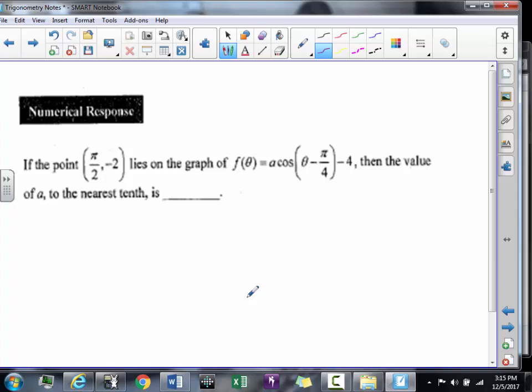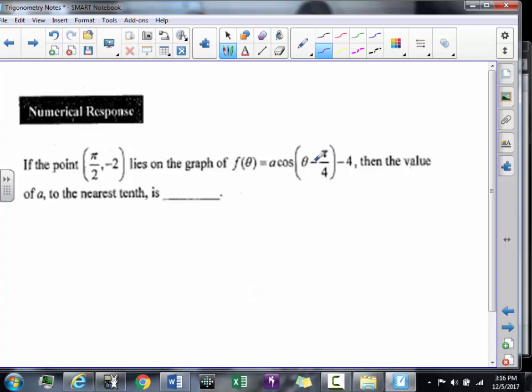I'm going to give you an equation, you're going to be lacking a leading coefficient, and to find that leading coefficient, all you need is a random point on the graph. You guys see how that's what we have here? I give you y equals a cosine theta minus pi over 4 minus 4. I give you a point on the graph, and I ask you for a. Now, they could change the question up and say, what's the amplitude of the graph? But the amplitude of the graph is going to be whatever a is.